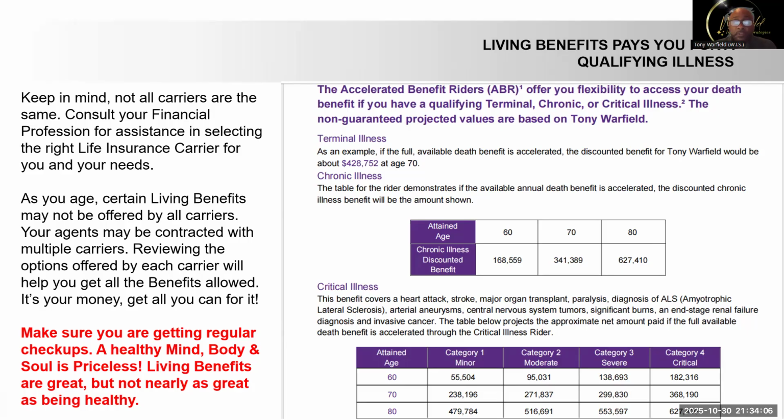You have terminal illness, which pays everything out by age 70, more by the time you get older, and chronic illness, you're looking at age 80, $627,410. So keep in mind that not all carriers are the same.